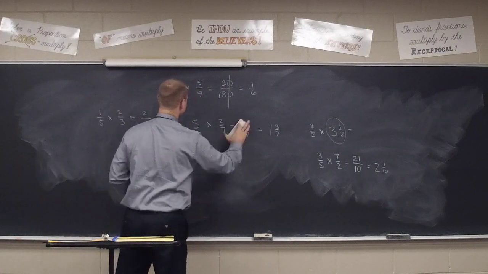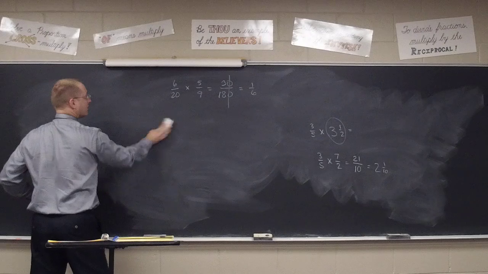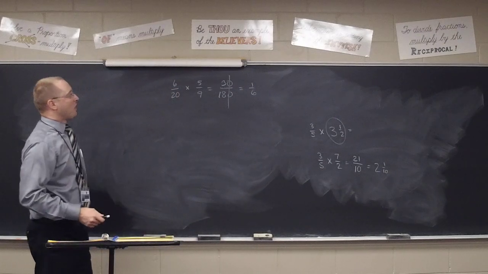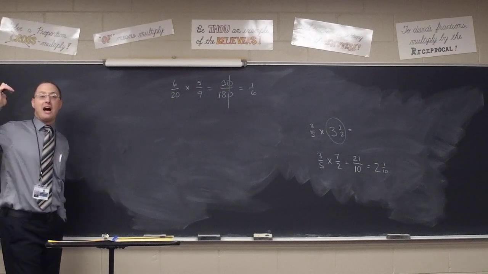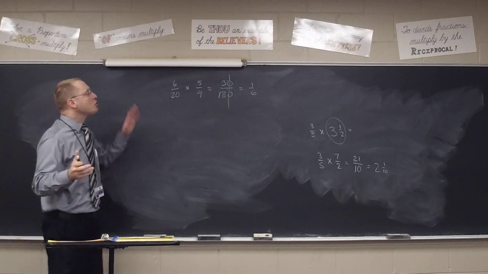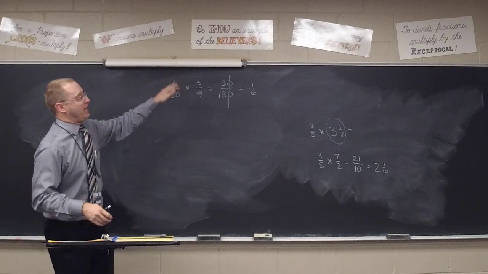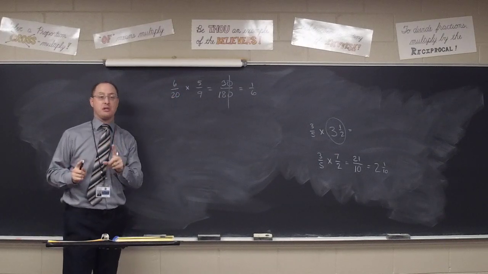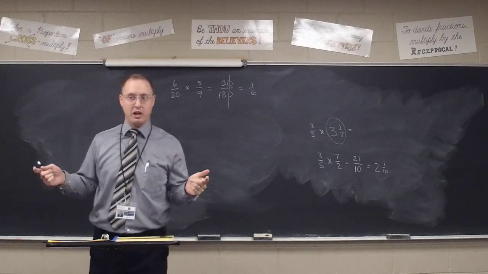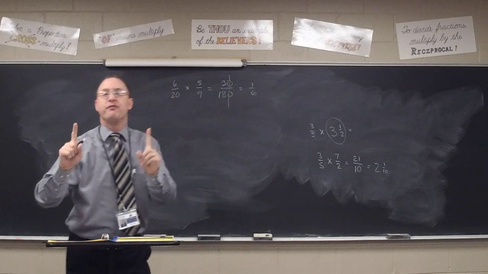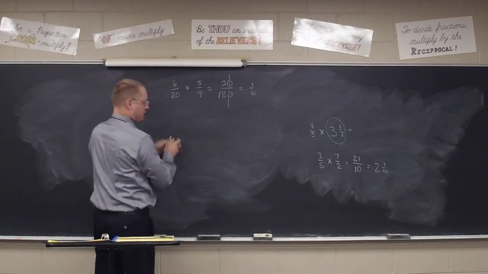Cross out the 6 and cross out the 9, and for the 6, add 2, and for the 9, add 3. What's he talking about, class? He's talking about canceling. You could, if you wanted to, multiply the top, multiply the bottom, and then reduce at the end. But you're going to have big numbers. Are we fans of big numbers? No, because we are lazy. Avoid big numbers by using cancellation.